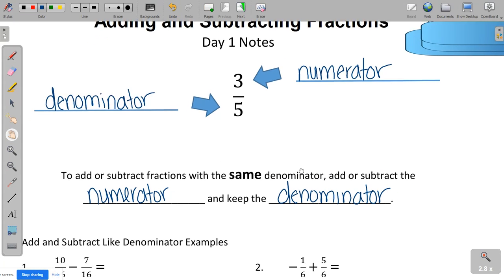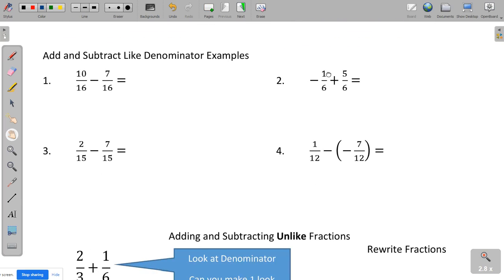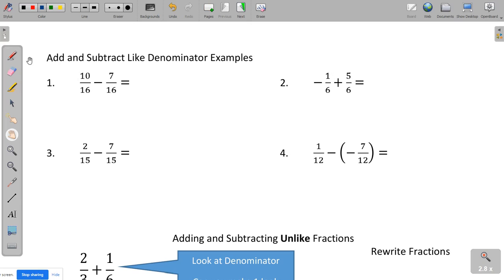Let's look at some problems. Look at number 1. We have 10/16 minus 7/16. So we're going to subtract the numerators, so 10 minus 7 is 3. Now we keep the denominator of 16. The next thing we do is look at our answer. Can we simplify this anymore? Is there a number that divides into 3 and 16 evenly? There is not, so 3/16 is our answer.